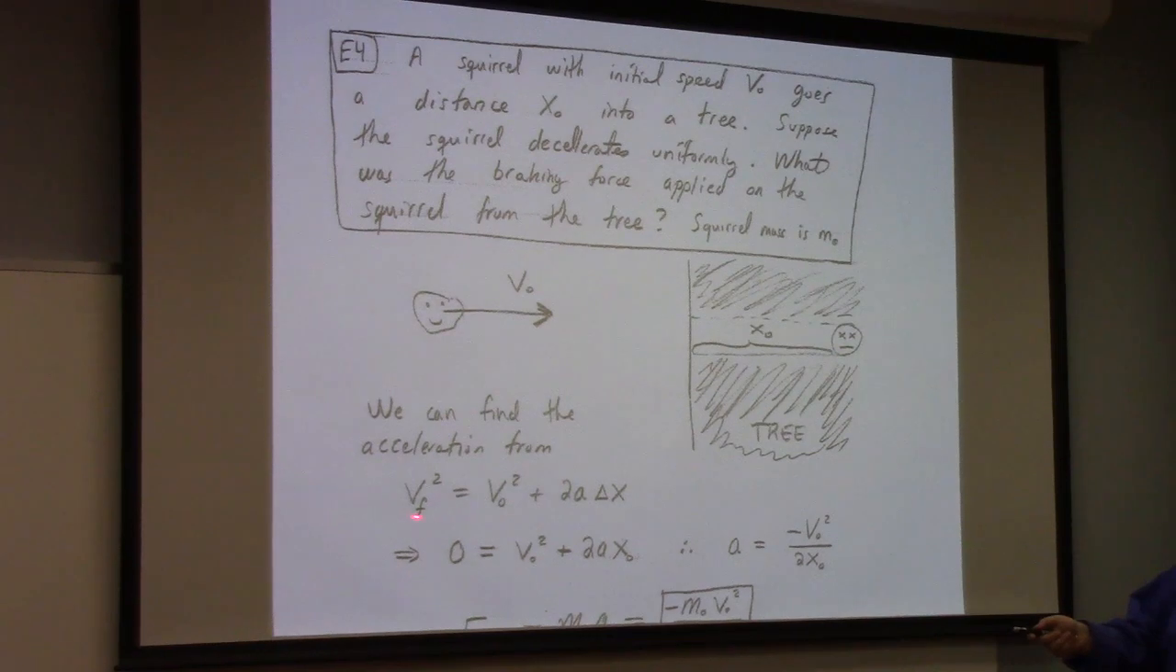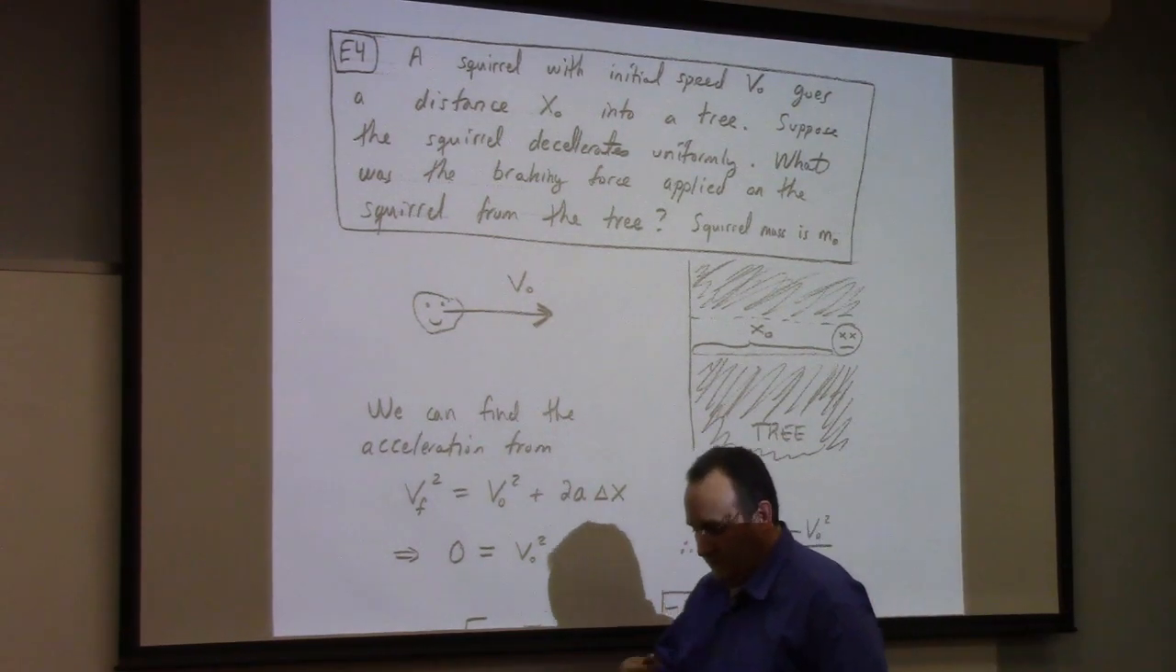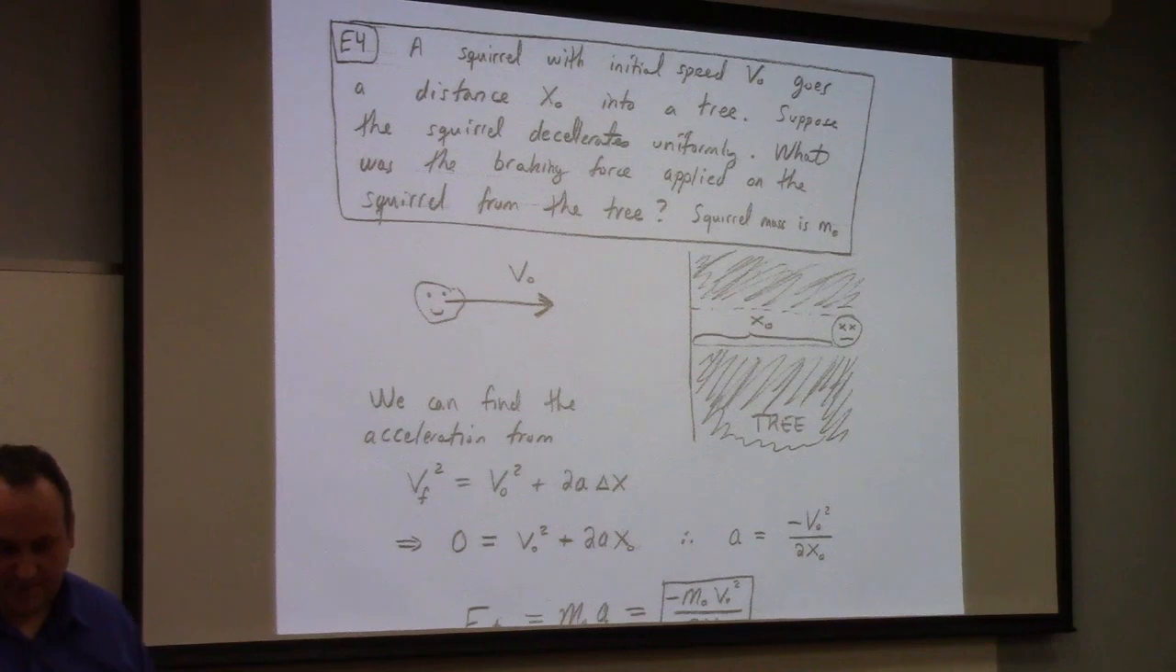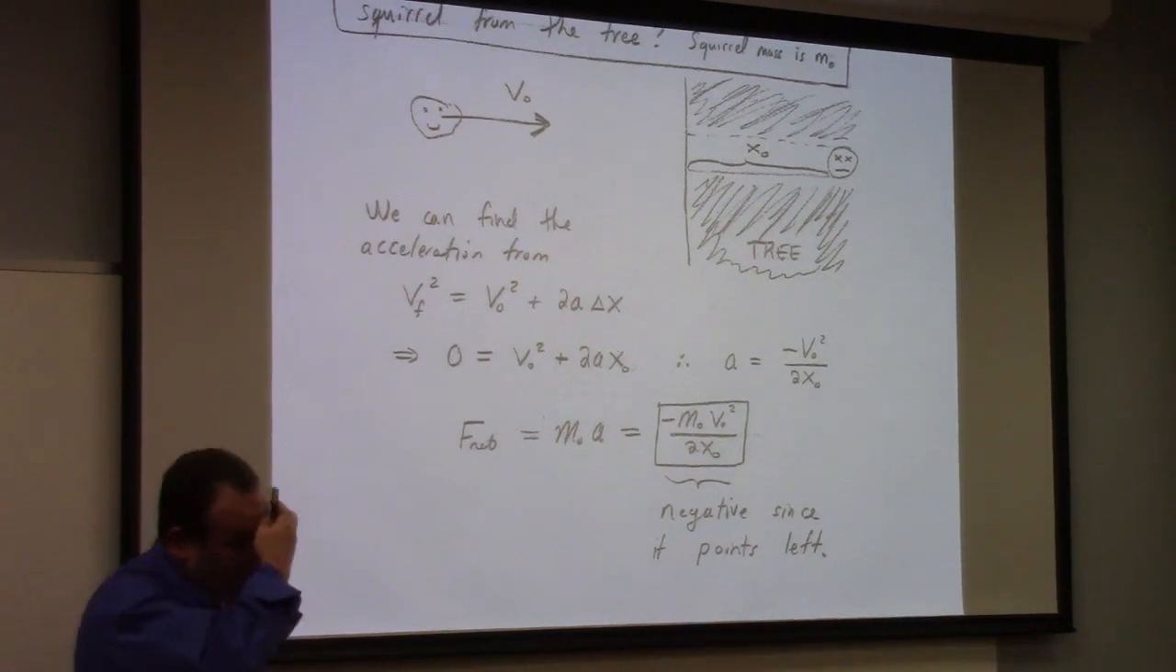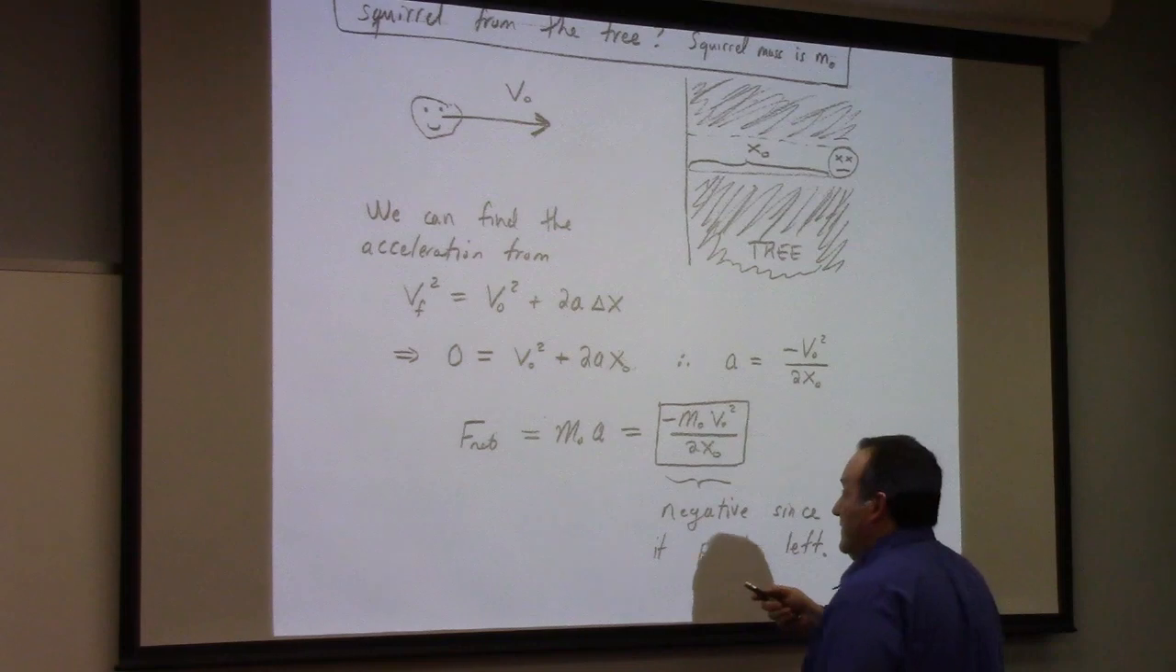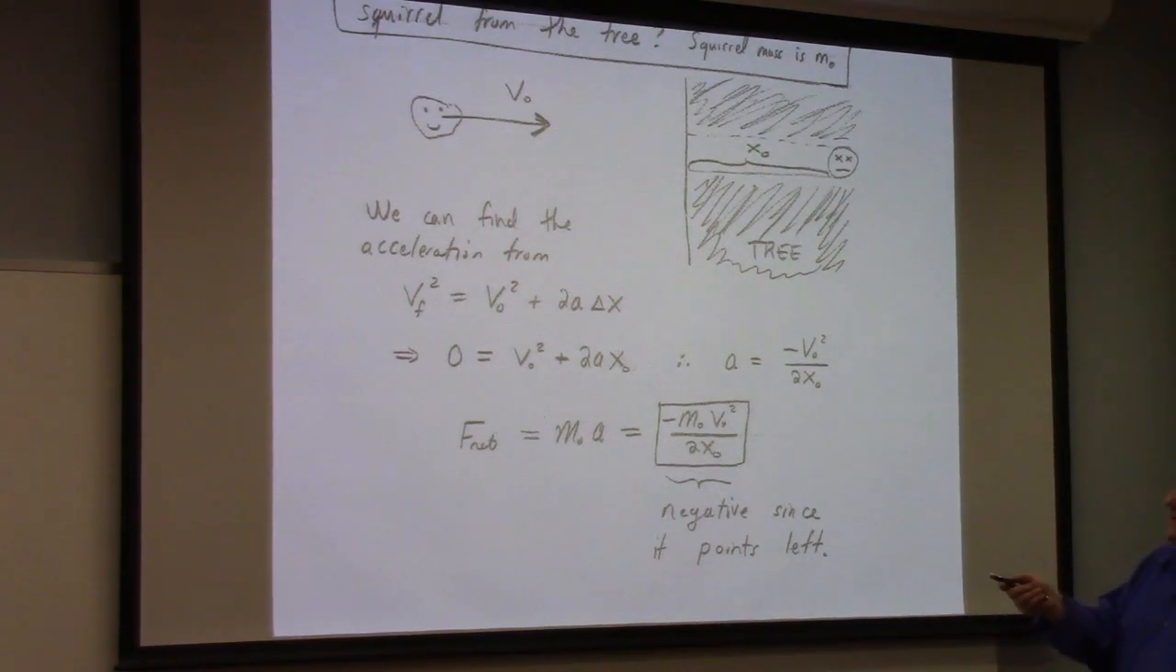So we can do the timeless equation, vf squared equals v naught squared plus 2a delta x. In this case, the final velocity is 0. And so that means the acceleration we can solve is minus v naught squared over 2x naught. So what was the force? What's the average force? The average net force in this situation would be m0 times a. And I found a is this, so I plug that in. So the net force of the tree on the squirrel would be minus m0 v naught squared over 2x naught. And it's negative, of course, since the force is pointing that way, slowing down the squirrel.